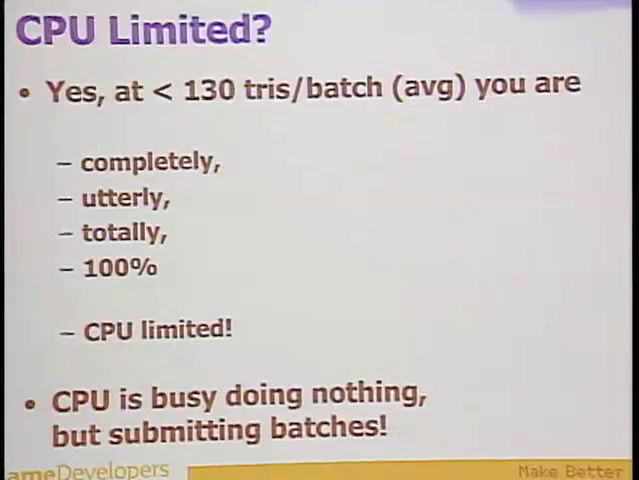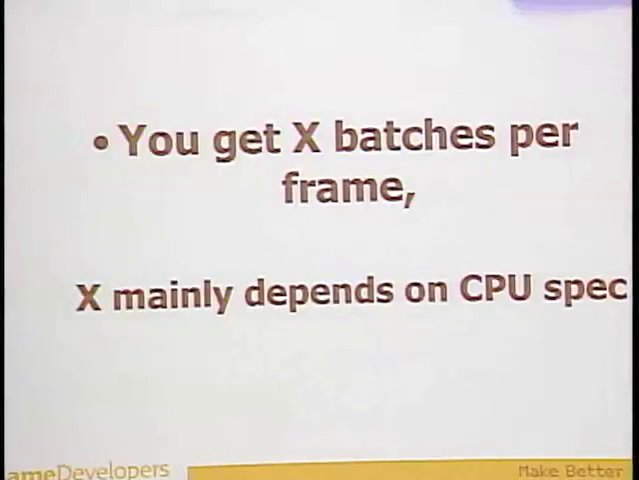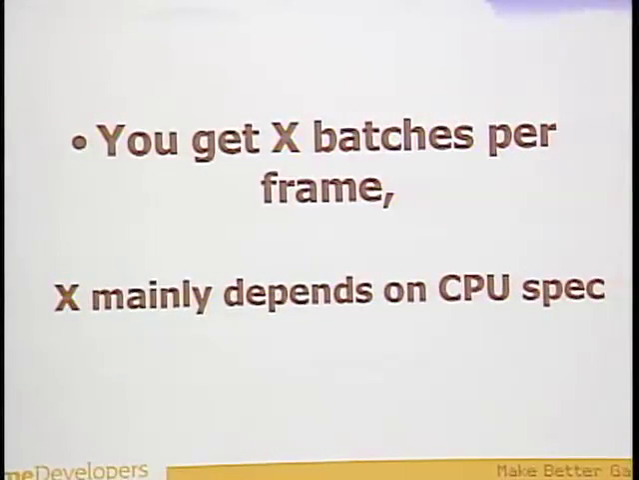And so the nice part about the Game Developers Conference is they treat you like you're stupid, and they put multiple slides in that are very, very simple. So they're saying if you don't have a lot of triangles per batch, you are limited by your CPU because all it does is submit batches. Your GPU is just sitting around twiddling its thumbs. So they just dumb it down more and more, right? That's what you get.